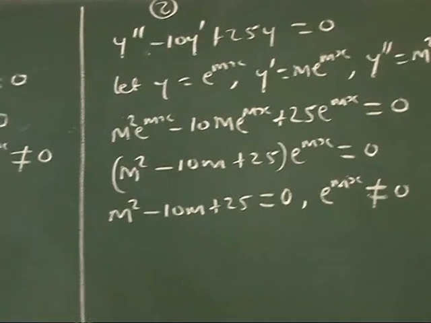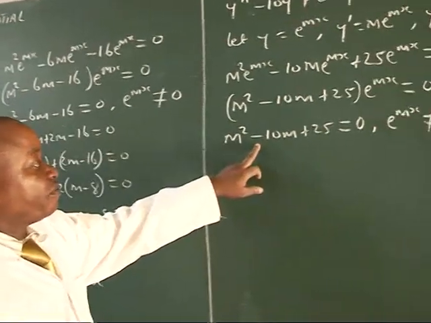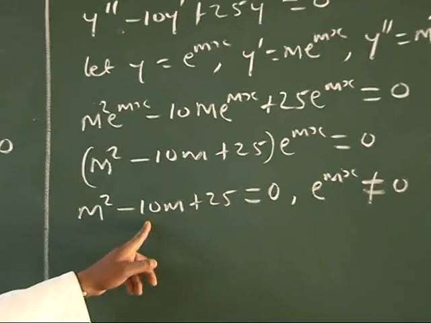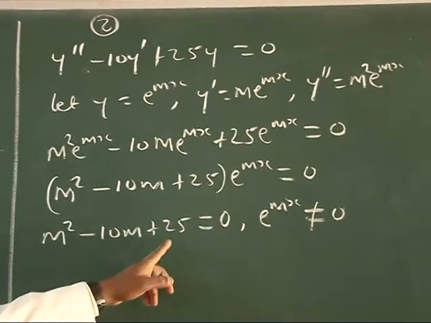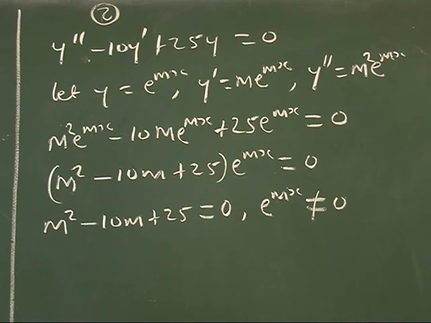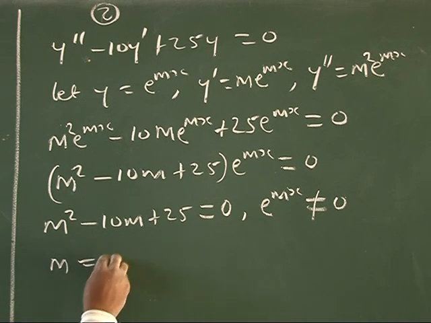Now in this case, we see that minus 5 minus 5 can give us minus 10, and minus 5 times minus 5 can give us 25. This is a quadratic equation that is a perfect square, so it's very simple to solve. We have that m will be equal to 5.